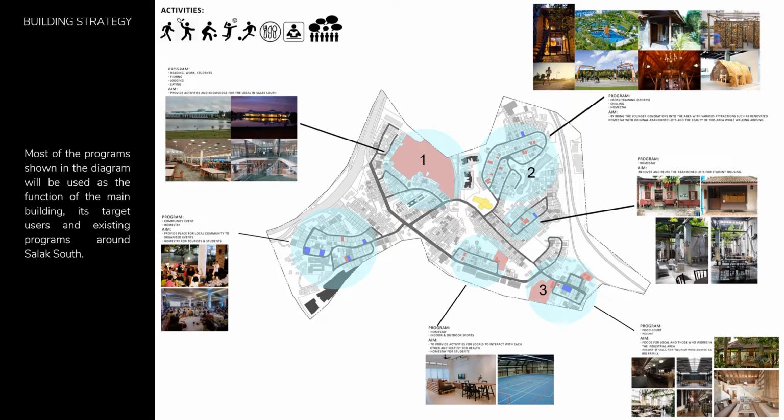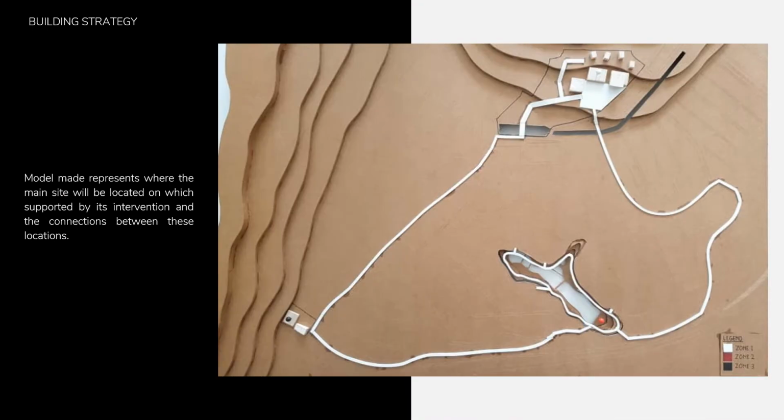As a further development of urban strategy into building strategy, I am implementing the materials from project 1 into my buildings to keep the site profile. As you can see in the diagram, most of the program will be used as the function of the main building, which allows me to carry on to my final project proposal. This is the picture of the site model I made to represent where the main site will be located, which is supported by its intervention and the connections between these locations.